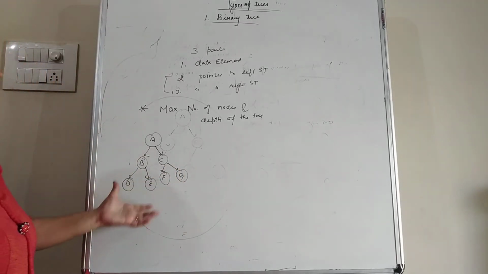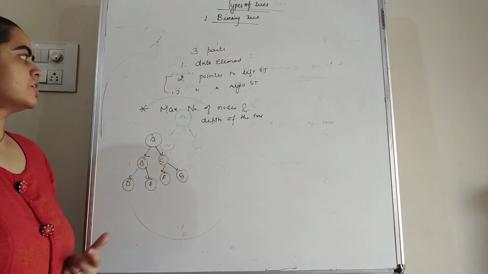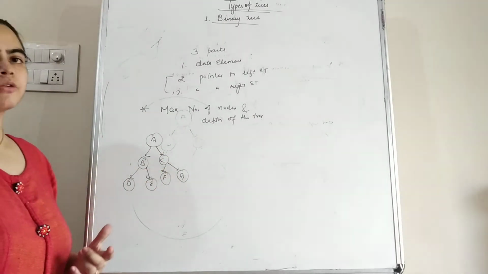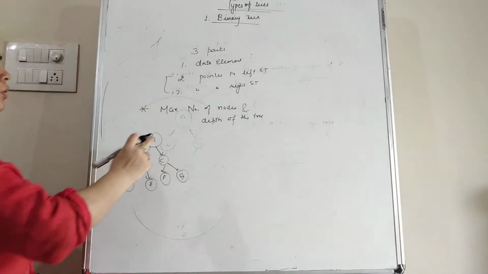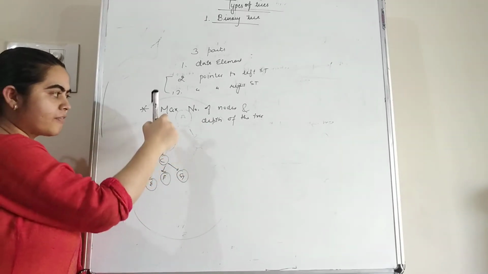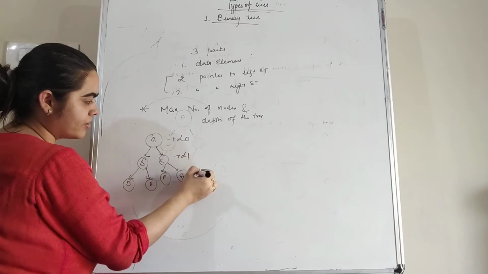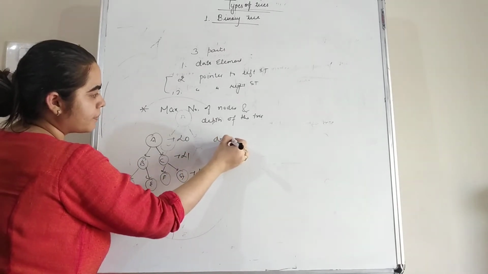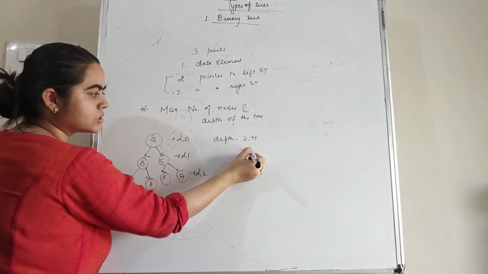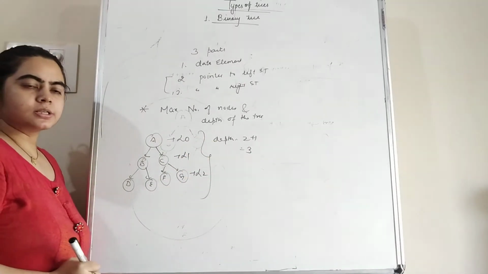Now we can see, using this example, the relationship between the maximum number of nodes and the depth of the tree. Now depth means the level of the tree plus 1. So here this is level 0, level 1 and level 2. So for this tree the depth is 2 plus 1, that is 3. So the depth of this tree is 3.